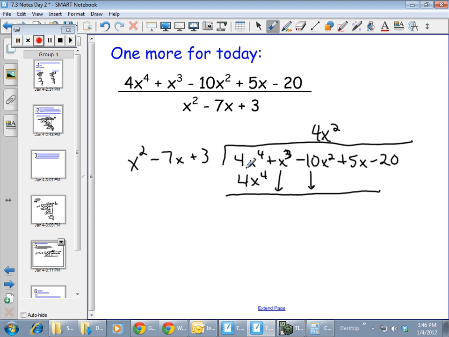Oh shoot, I'm sorry, let me back up here a second. I got ahead of myself. Okay, so 4x squared times x squared is 4x to the fourth. 4x squared times negative 7x is negative 28x to the third. That looks better. And 4x squared times positive 3 is 12x squared. Okay, so this 4x to the fourth minus 4x to the fourth, that cancels out. X to the third minus negative 28x to the third, that's 29x to the third. And then negative 10x squared minus 12x squared is negative 22x squared.